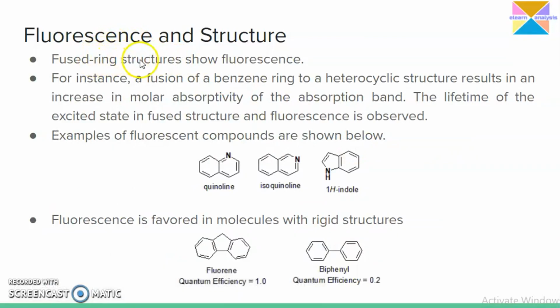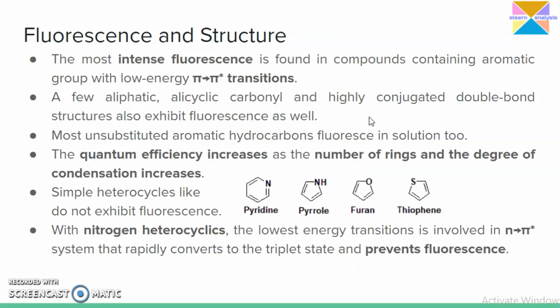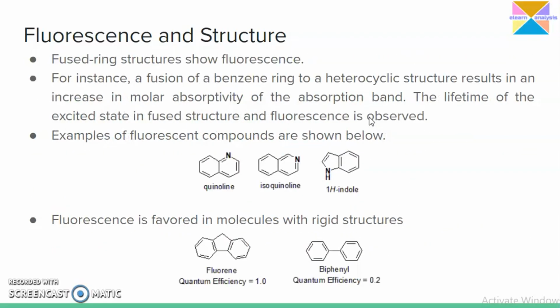And also fused ring structures will show fluorescence because there is involvement of more and more pi to pi star transitions. For instance, a fusion of a benzene ring with a heterocyclic structure results in an increase in the molar absorptivity of the absorption band. The lifetime of the excited state in a fused structure is longer, and fluorescence is well observed here. So the fusion of rings will enhance the fluorescence, and it increases the quantum efficiency.